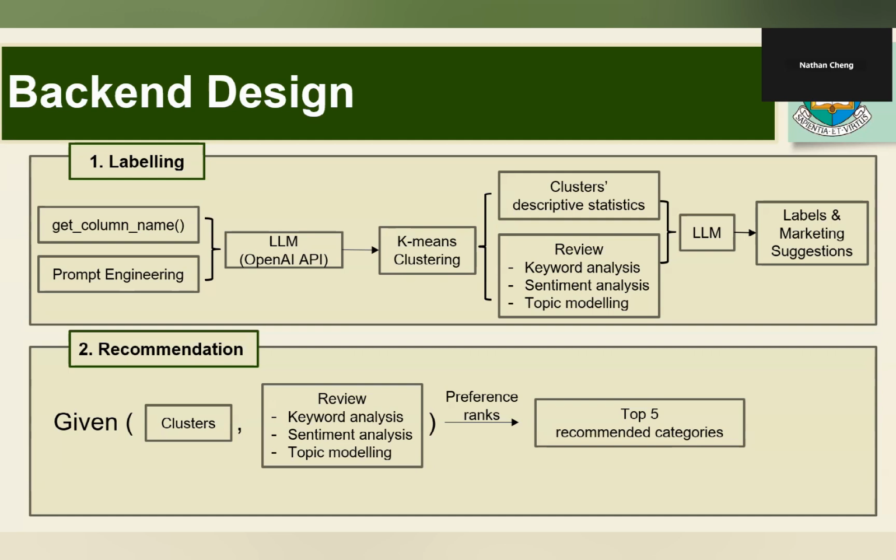Then for the recommendation part, it's quite easy because we perform Bayesian calculation given the cluster and the review data. Then we will calculate the preference ranks. Then we will pick the top 5 recommended categories. Then we will finish this recommendation part.